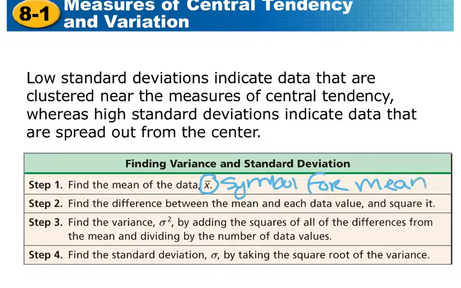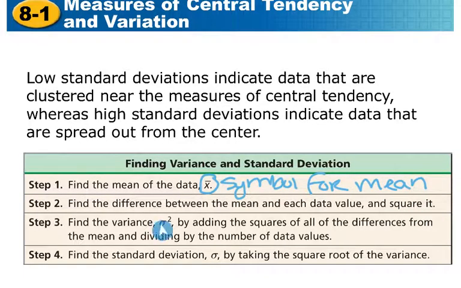And that symbol is just an X with a line above it. It's called X bar. Anyway, then we're going to find the difference between the mean and each data value and square it. So again, the difference, we talked about the subtraction between the mean, so that's what we found in step 1, and each data value that's given. So we're going to subtract those, and then we square them.